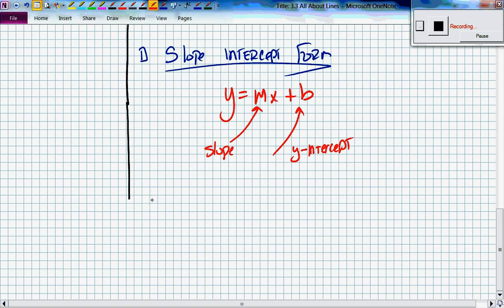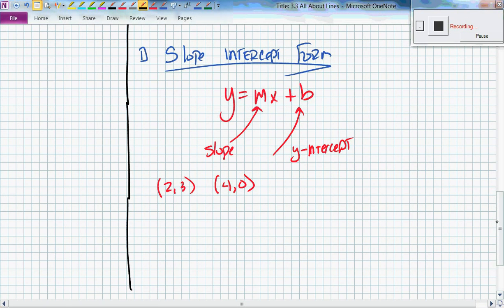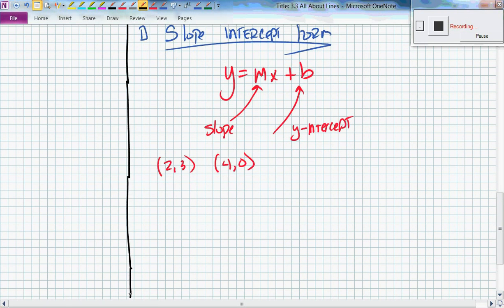Slope formula, that would be, what's y2? 0. Take away, what's y1? 3. Over, what's x2? 4. Take away 2. Therefore, the slope is negative 3 halves. Awesome. So now I know some stuff, right? Now I know this: y equals negative 3 halves x plus b.